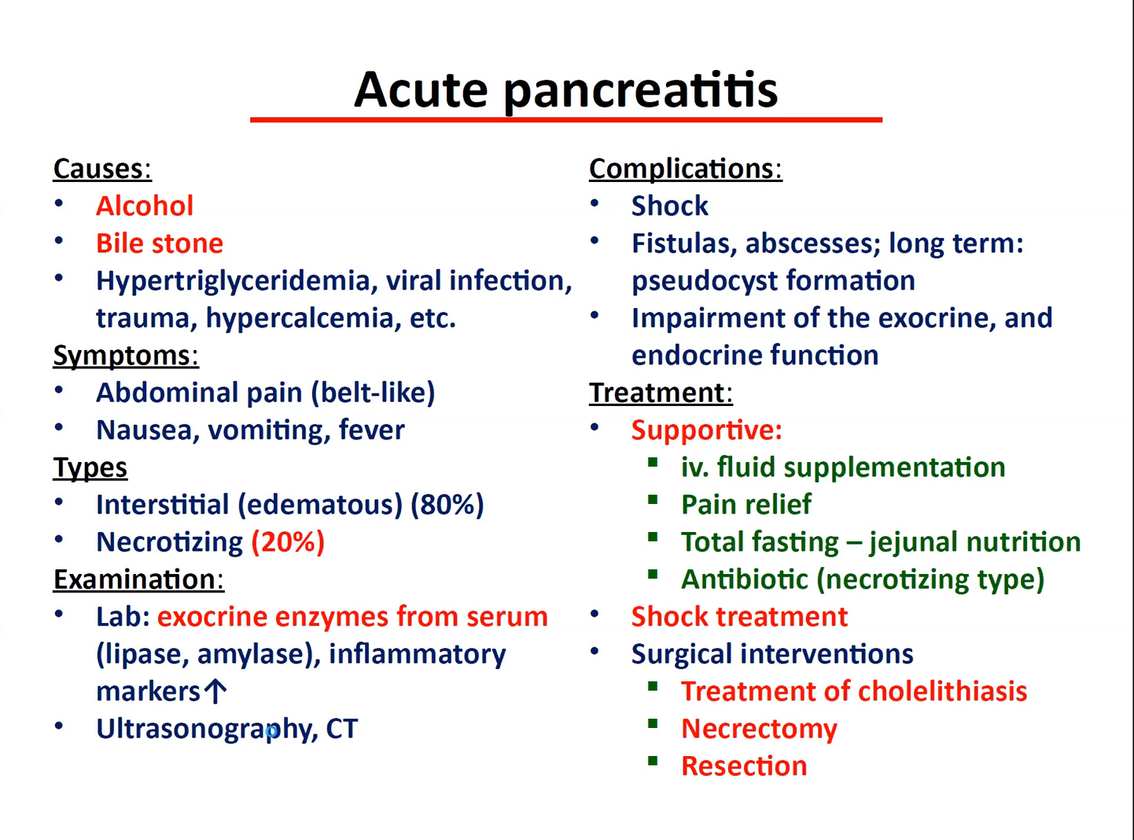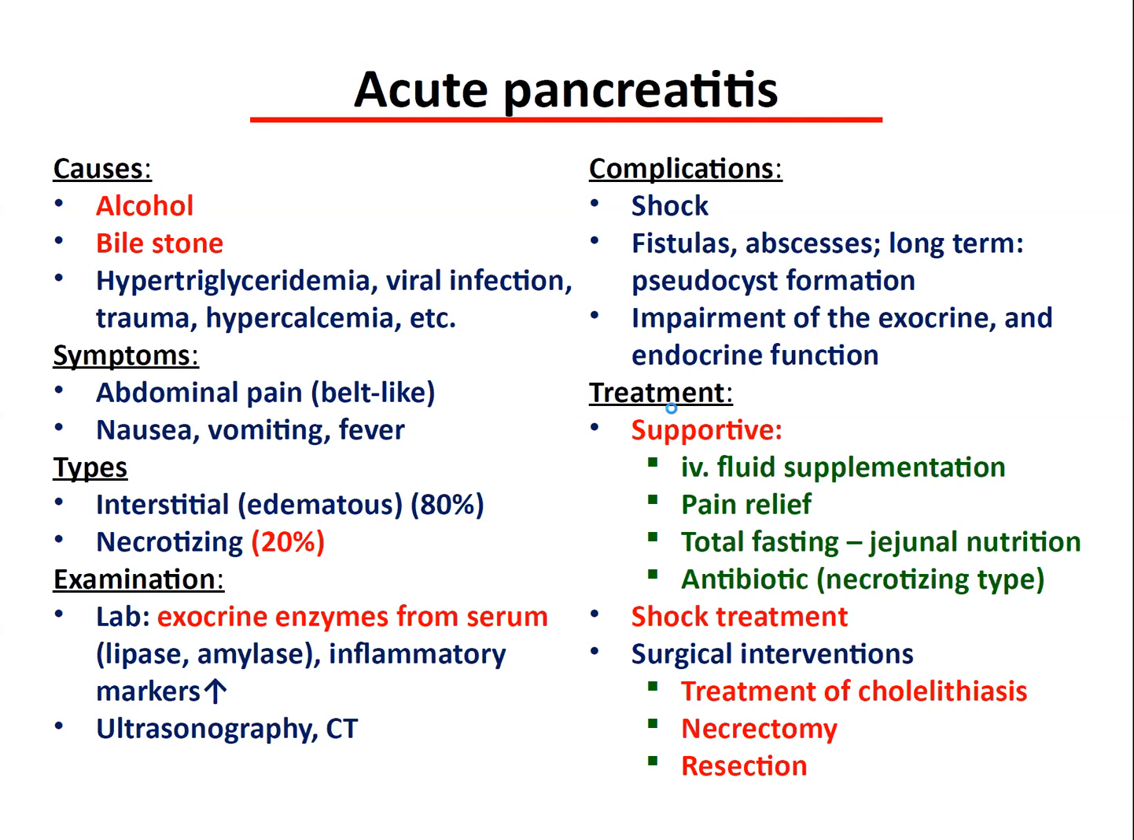What will be the complications? The first acute complication can be circulatory shock due to the hypovolemia, due to the redistribution. In the longer term, abscesses or fistulas can develop, and pseudocyst formation can happen. And later on, the exocrine or endocrine function can be altered, but usually that's associated with chronic pancreatitis.